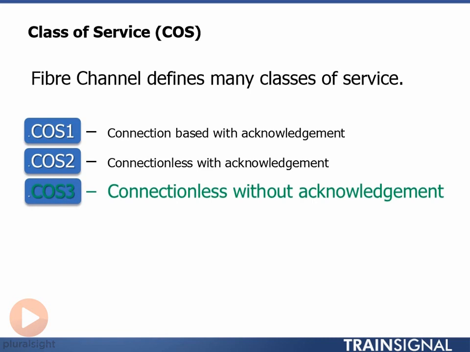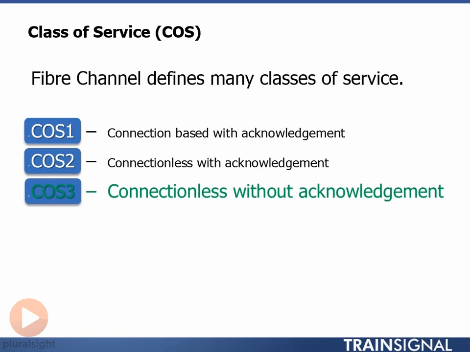Class 3. Oh, this one's got a big green font, and that's because Class 3 is easily the most common class of service. Again, if you know your IP networking, Class 3 is similar to User Datagram Protocol, UDP. It's connectionless without acknowledgements. And because Fibre Channel SANs are such reliable transport networks, and they really are, acknowledgements are very much surplus to needs.